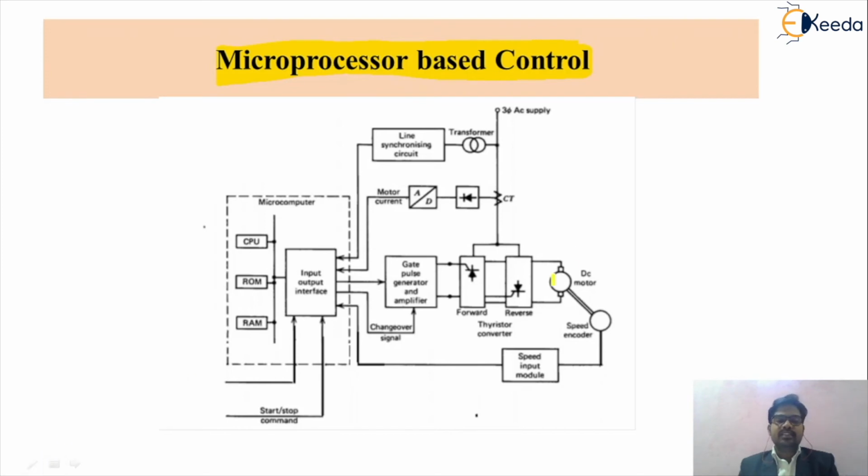So friends, this is a motor. This is the thyristor converter, this is the speed encoder, this is the speed input module. So what do you mean by the speed encoder? It is a speed sensor which encodes the speed. Now the speed will be given to your microprocessor.